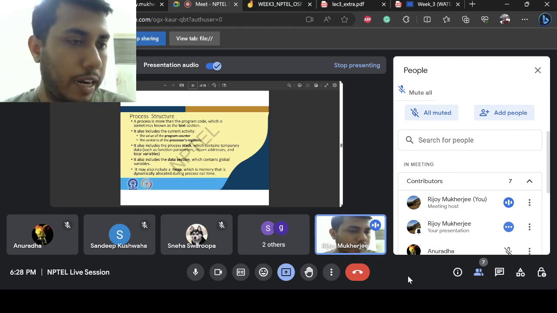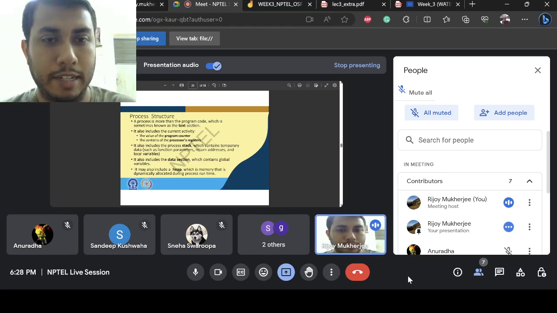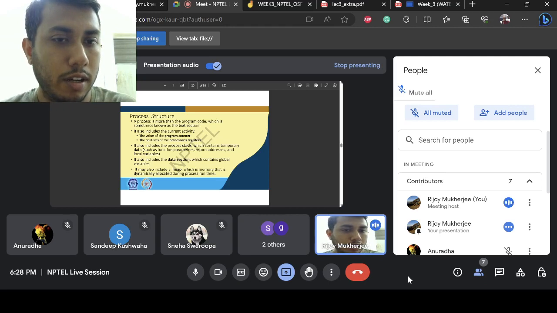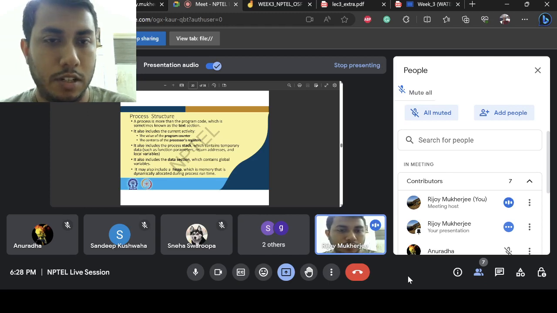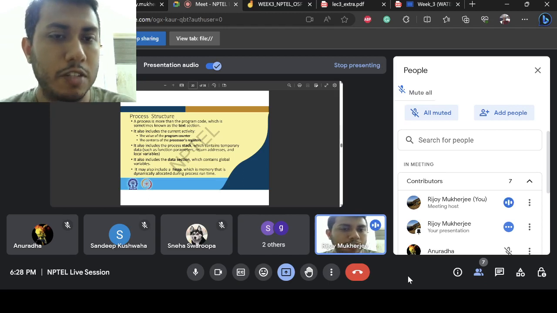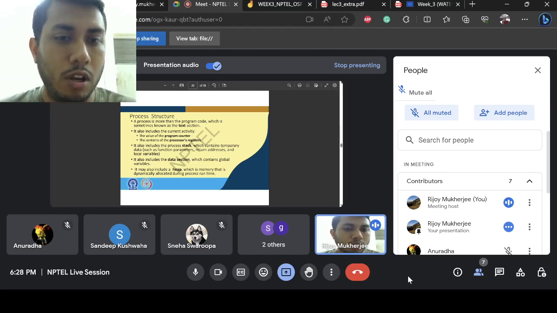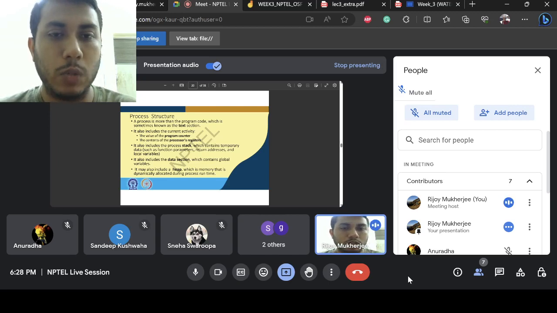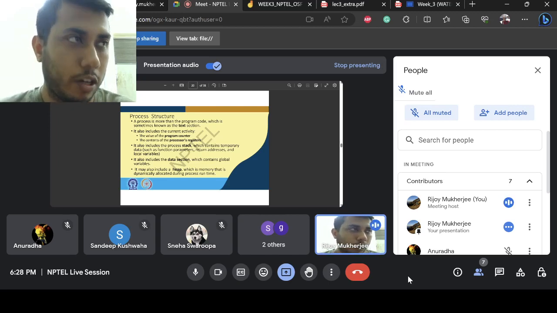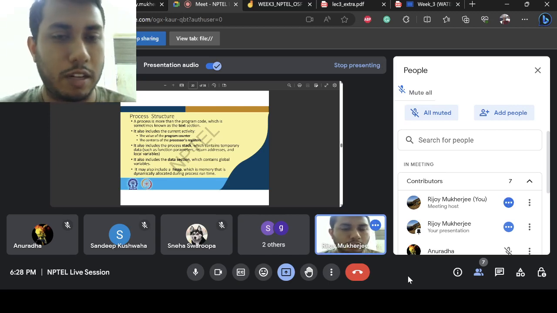There are also a few other parameters in your process structure. One is the program counter, another is registers. Registers are the CPU registers, whatever registers your program will use. And another is the program counter. You know what a program counter is, right? You have gone through your COA course, the computer organization course.